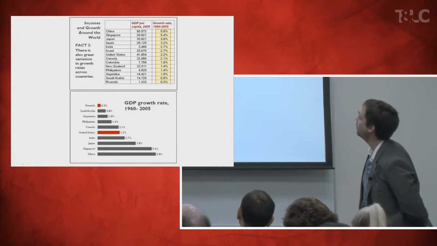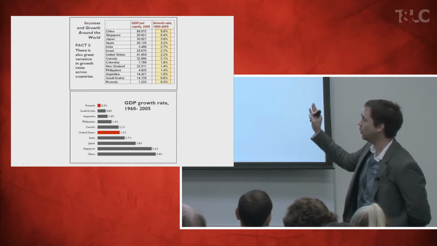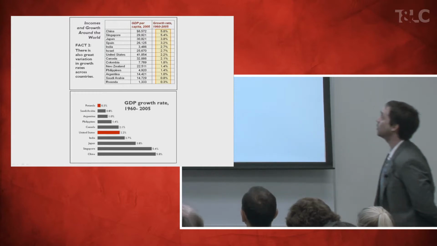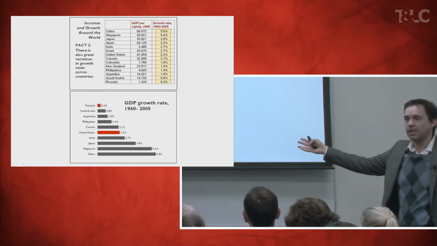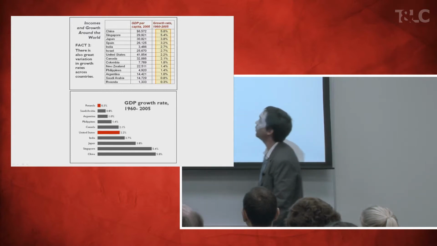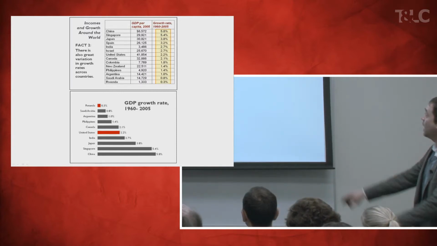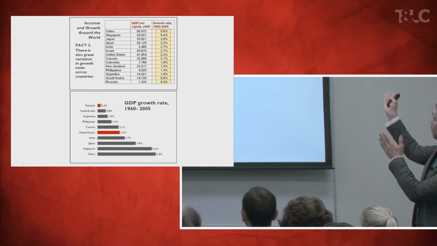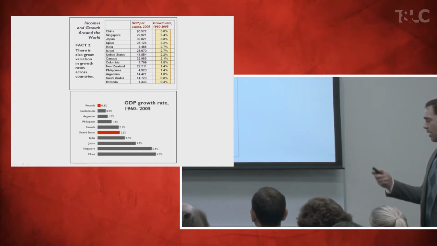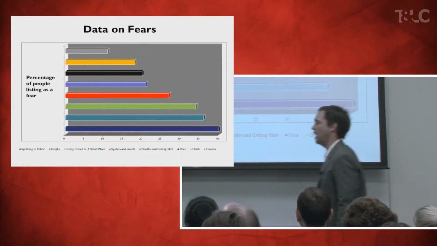Fact 2, there's also great variation in growth rates. That's noise. It should come from the data. You don't have to put it in the slide. Incomes and growth around the world. Why do you have to have a title there? Isn't it clear that this is what you're doing from this picture? There's no reason to have a title. And then just simply get rid of one of the columns and put the other part in a kind of visual way. All right, so I'm going to give you guys a chance to do this.